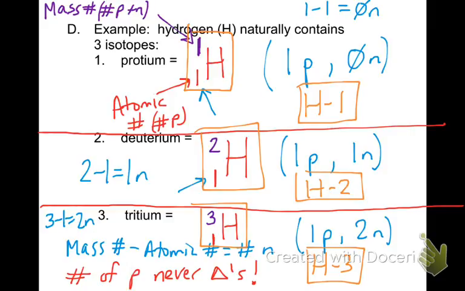So what makes these all isotopes is the fact that they differ in mass numbers, but they also are going to differ in numbers of neutrons, which is what causes their mass numbers to change.